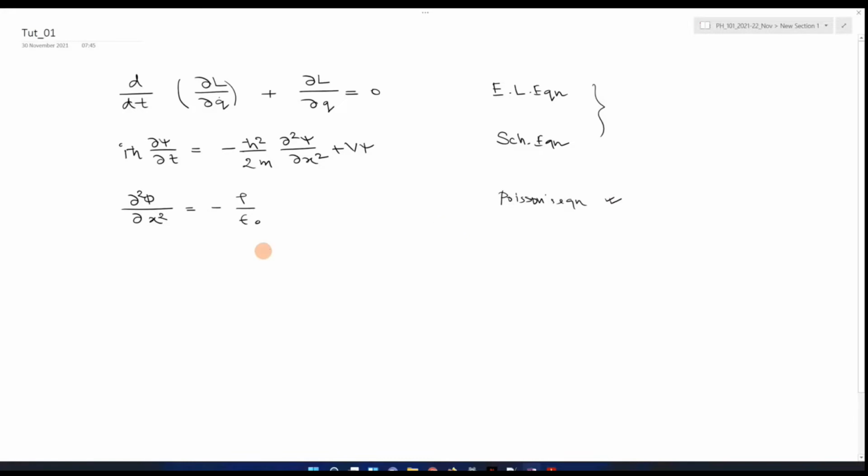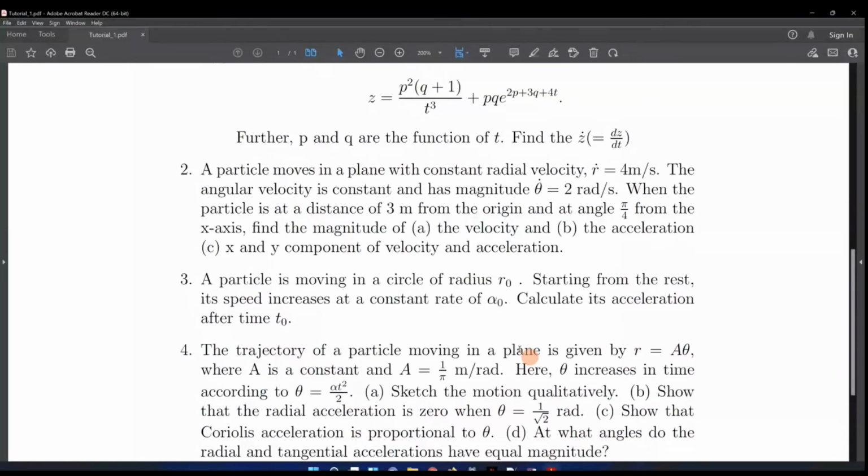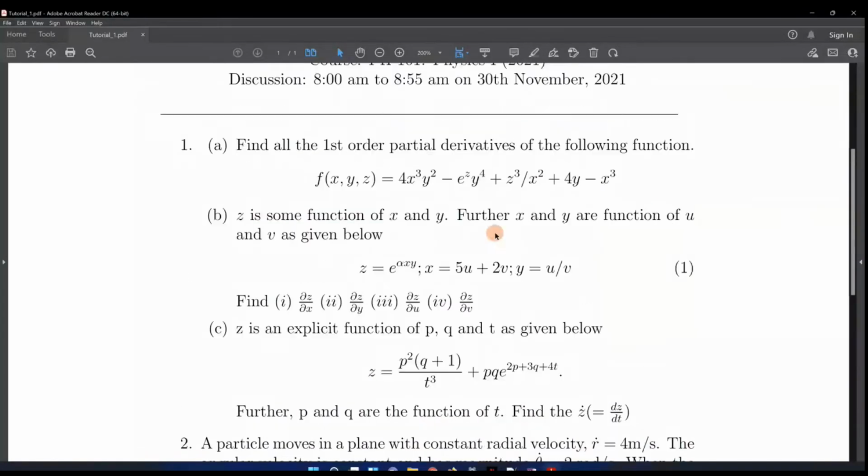So what is the common thing in these three equations? Anybody can guess? Of course, it's in physics. Partial derivatives. Yes, partial derivatives. That's why you have been given so many partial derivatives in the first problem. So the main thing is, if you know how to find partial derivatives, you are one step ahead.